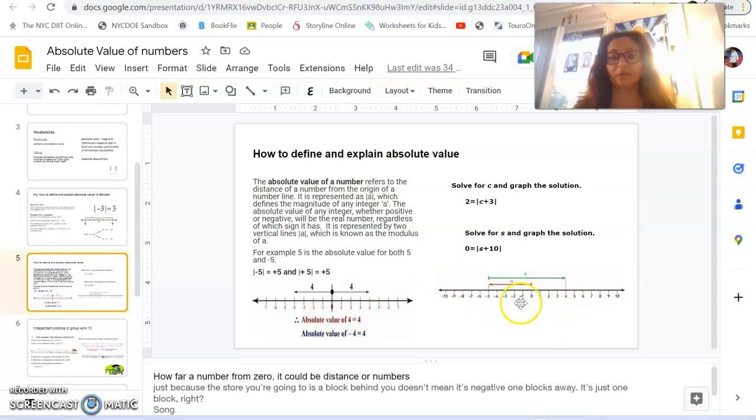Can somebody tell me what you notice about this number line first? All right, go ahead, W. Yes, that's correct. So W is telling me the numbers to the right of 0 are positive and the numbers to the left of 0 are negative. Okay, what else do we see here?